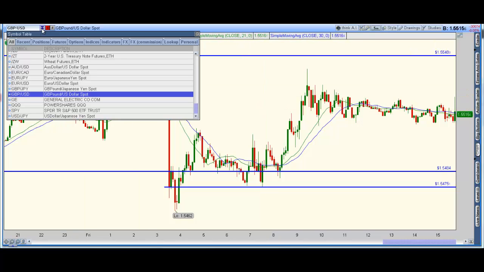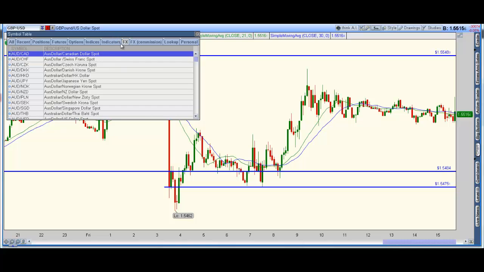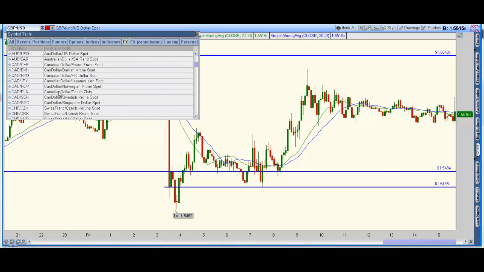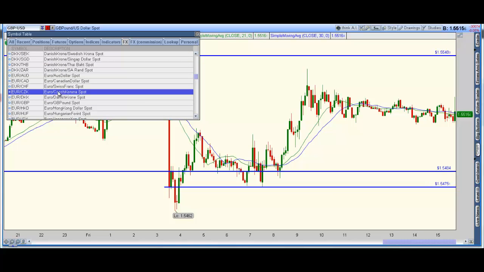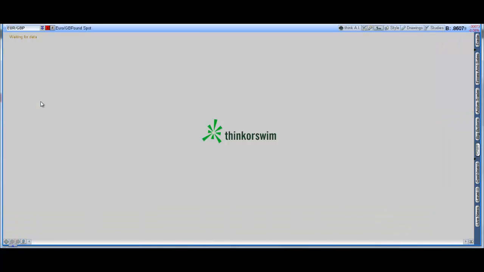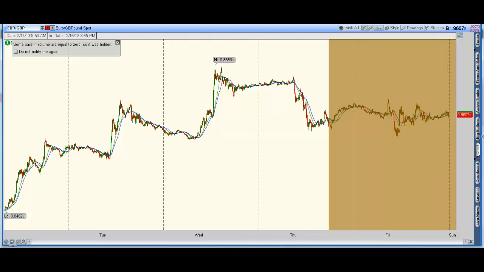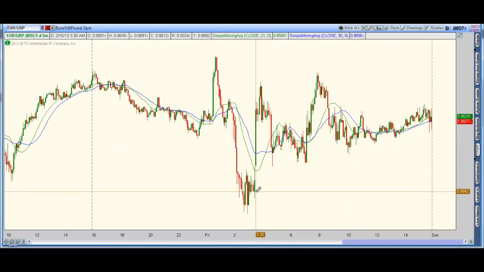Let's take a look at the Euro GBP. Let's see. Scroll down, Euro GBP. As it relates to this particular trade at 3:30, the parameters were not met to enter the trade if you were looking at the Euro Pound. So this would have been a no trade looking at the Euro Pound.